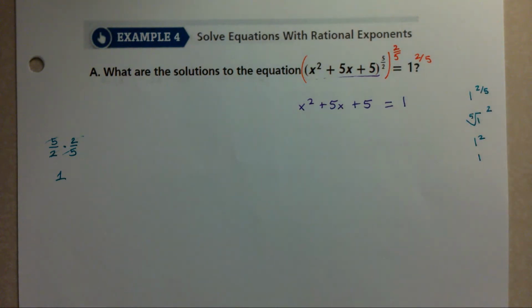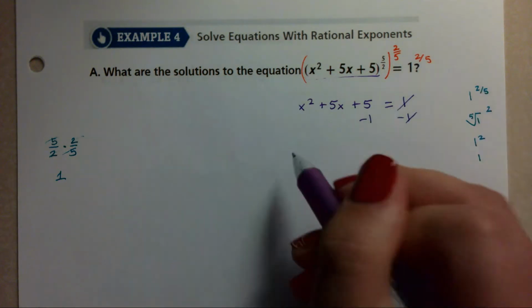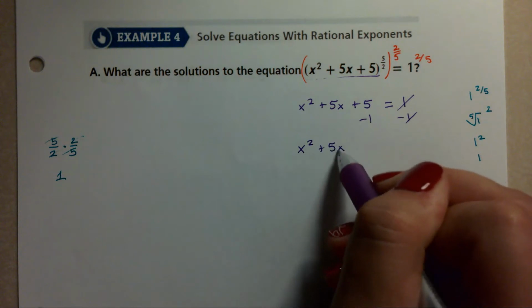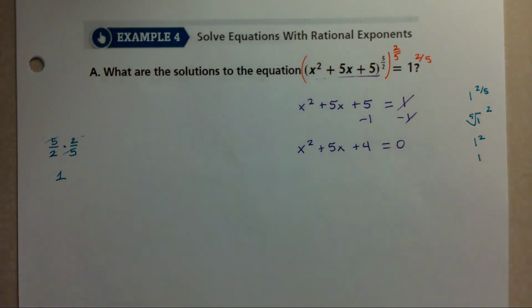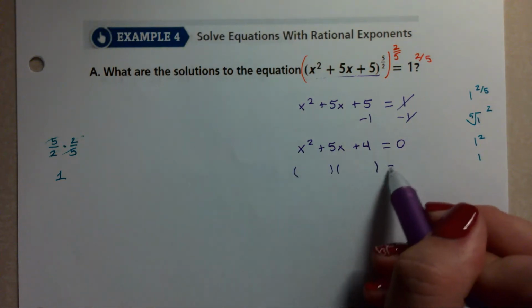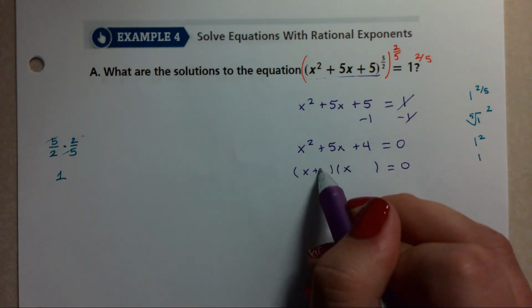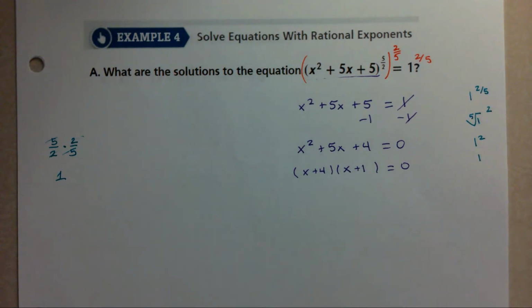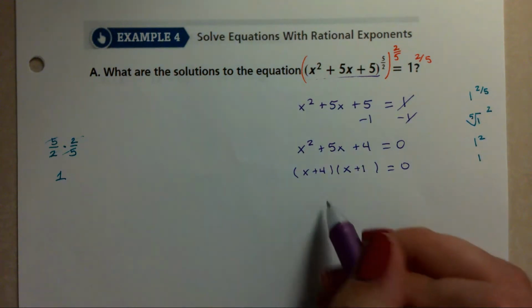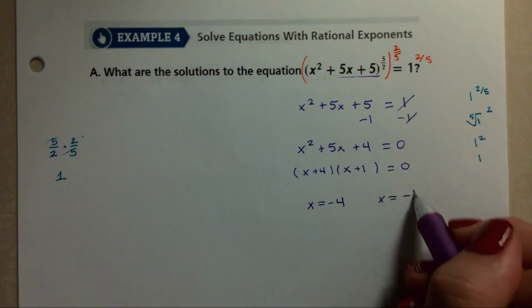And so we have a quadratic equation, which needs to be solved by factoring, hopefully. So we want to set it equal to 0. I'm going to subtract 1 over to the left to keep my quadratic term positive. And I have x squared plus 5x plus 4 equals 0. Because my a value is 1, I can express factor this. Factors of 4 that add up to 5 are 4 and 1. So then we get x equals -4 and x equals -1.